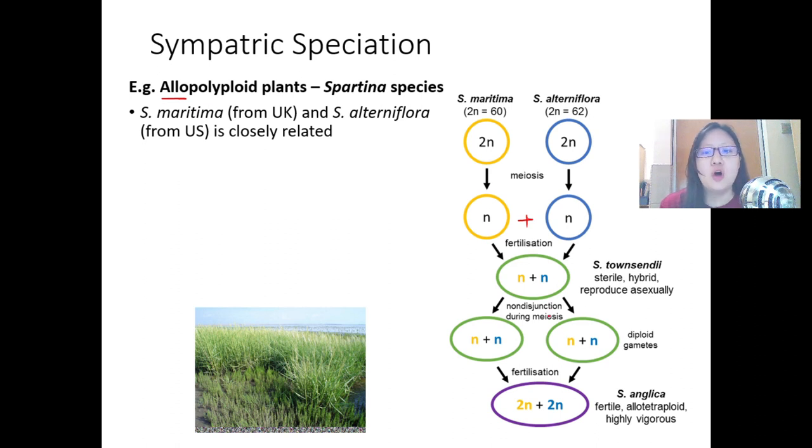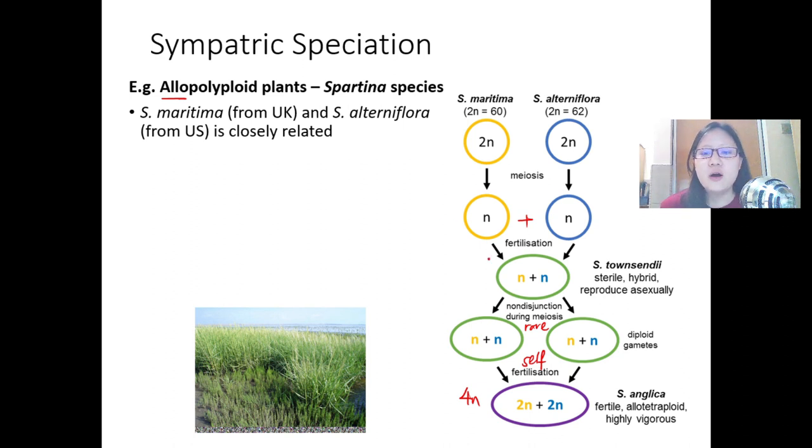However, there can be non-disjunction during meiosis, okay, resulting in diploid gametes. And in this case, this is rare, but it happened. And in this case, it self-fertilized and fused with each other, forming 2n plus 2n tetraploid. Okay, and this is considered a new species, Spartina anglica. It is fertile tetraploid, okay, because it has chromosomes from two ancestors, and it is actually very highly vigorous. A lot of polyploid plants tend to be very vigorous, like grows faster, grows better than their predecessors.